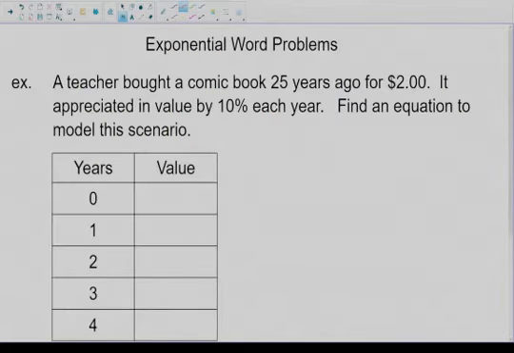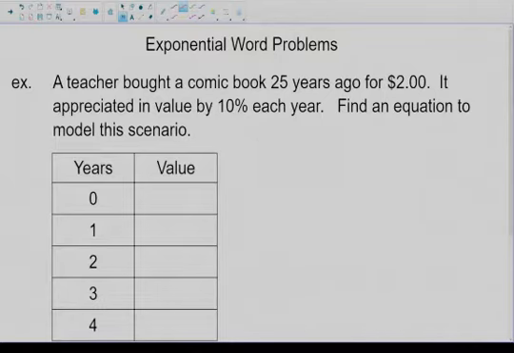Okay, so that brings us to today's lesson on exponential word problems. The only reason we reviewed scientific notation, because for some of you it was the first time seeing it, is because when we start getting into exponential growth and exponential decay, you get really, really big numbers very fast and really small numbers potentially very fast as well.